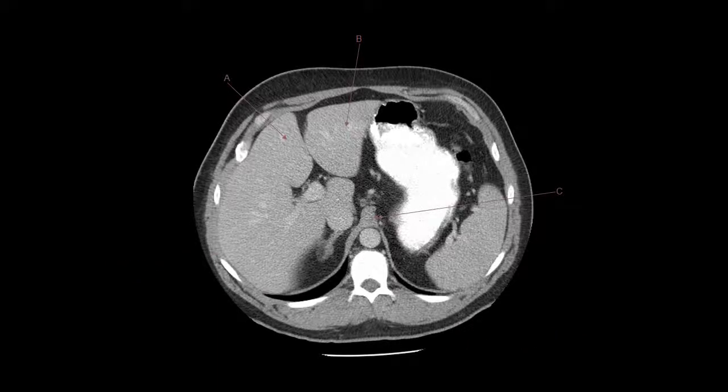Coming on down, what do we have here? So we got the quadrate lobe of the liver, left lobe of the liver, and then the other arrow is pointing at the median arcuate.